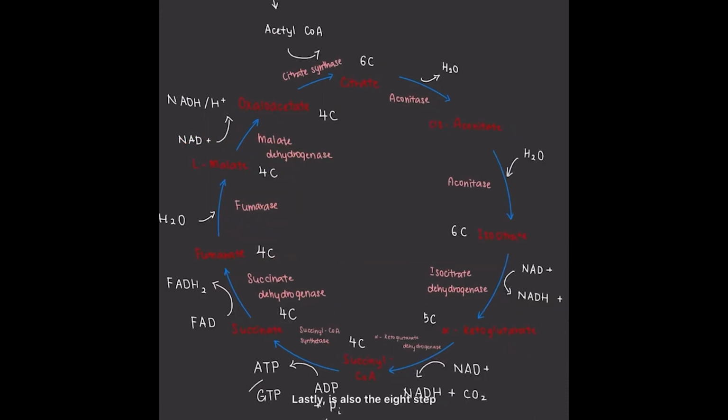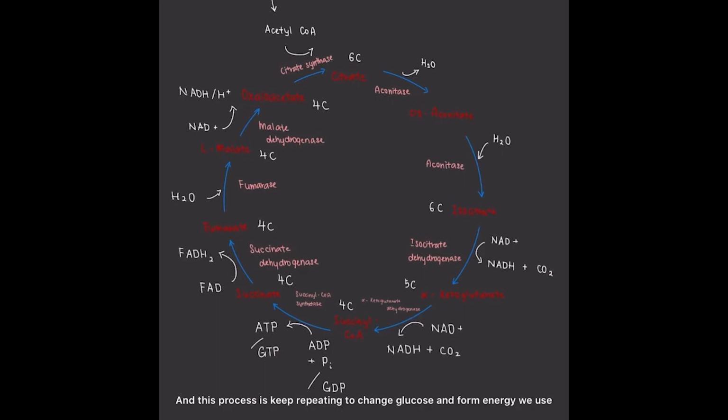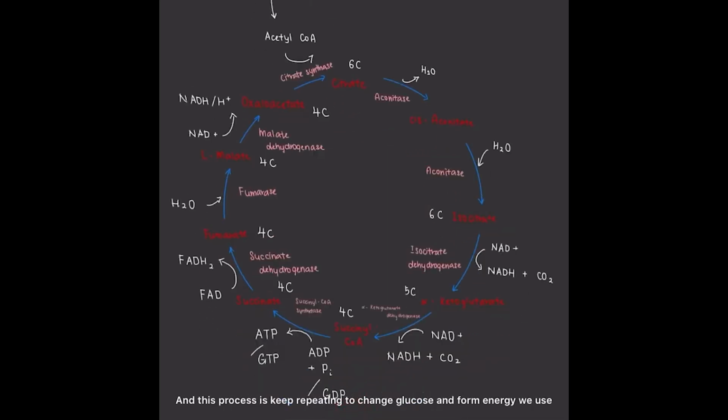Lastly is the eighth step. The eighth step is also the last step of the citric acid cycle. The 4-carbon malate will become 4-carbon oxaloacetate by reducing NAD+ to NADH and 1 hydrogen molecule. This process is known as malate dehydrogenase. Therefore, oxaloacetate can be reused again for the next acetyl-CoA. And this process keeps repeating to change glucose and form energy for reuse.